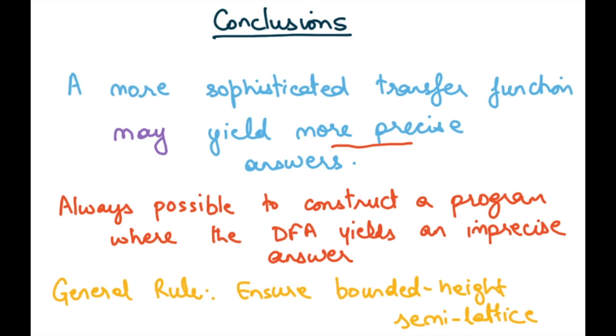And in general, we should always ensure a bounded height semi-lattice so that even though the answers are imprecise, the running time of the algorithm is bounded, because this has to run within the context of a particular program analysis or in the context of a compiler, and we cannot wait for a compiler to run forever or for a very long time.